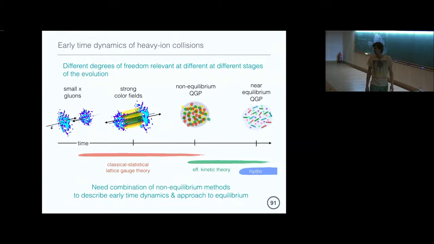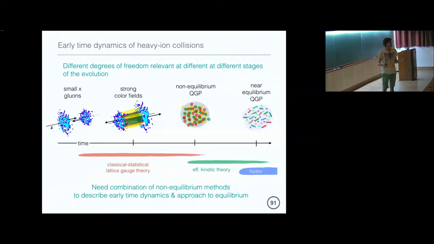And so that automatically means that if what we want to understand is the emergence of hydrodynamics, which is really based on an expansion around local equilibrium, so if we want to understand the approach to equilibrium, then the semi-classical approach is unable to do that. It's intrinsically a far-from-equilibrium approach, and so we need different methods to describe the approach to equilibrium.